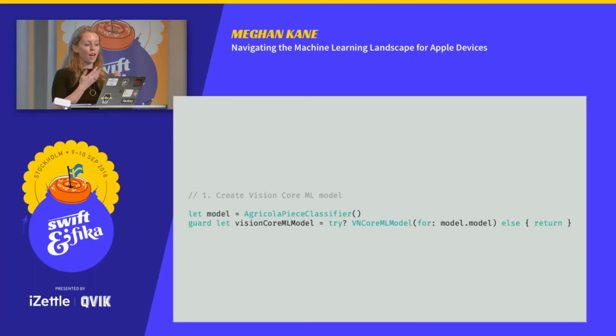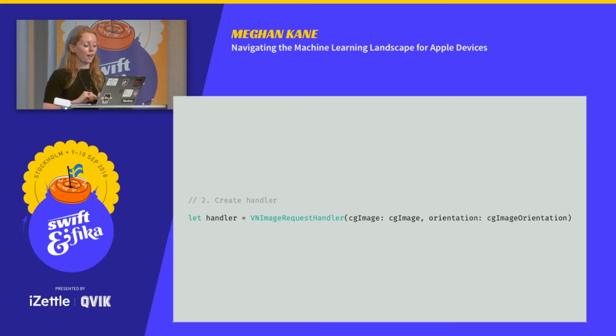So for our Agricola piece classifier, we just take that model and drop it into Xcode, and it's going to take the ML model format and auto-generate the Swift file for us, so we can directly instantiate it. So we have the model, and then we want to wrap it in a Vision CoreML model object so that we can take advantage of working with CG images. So we'll first do that, and it can return a nil. So we need to make sure that we don't have that.